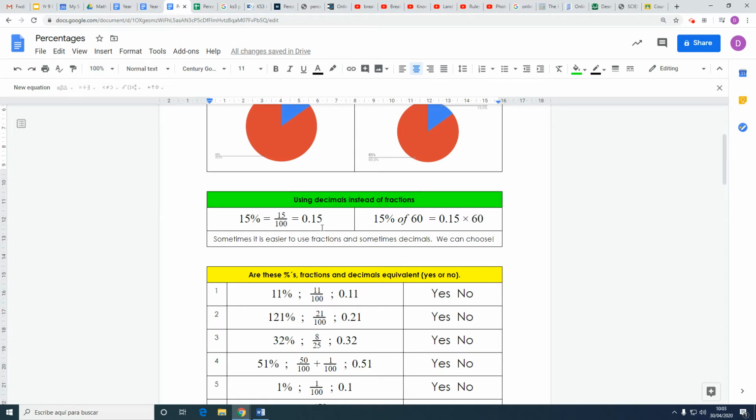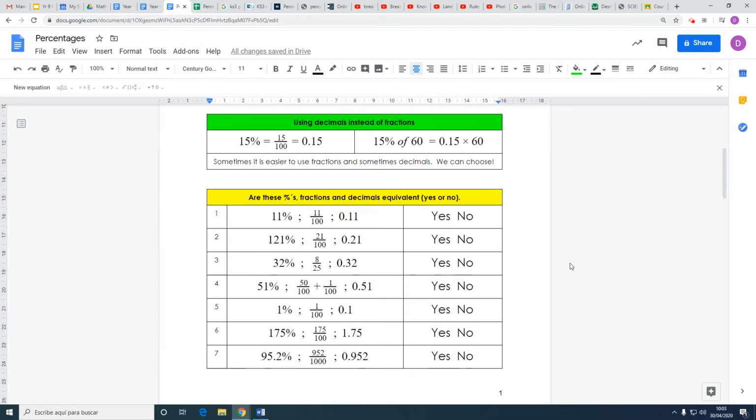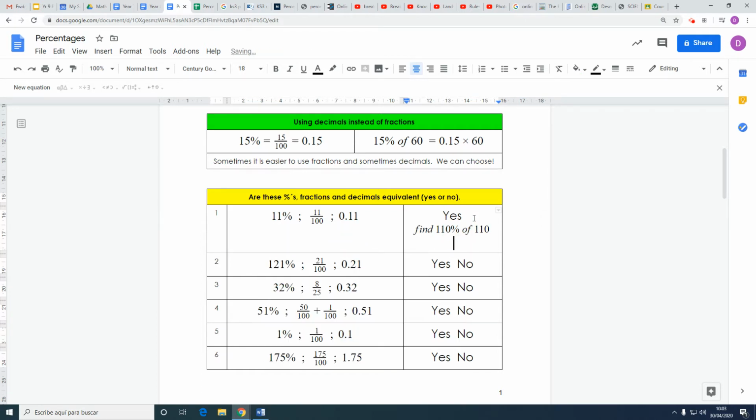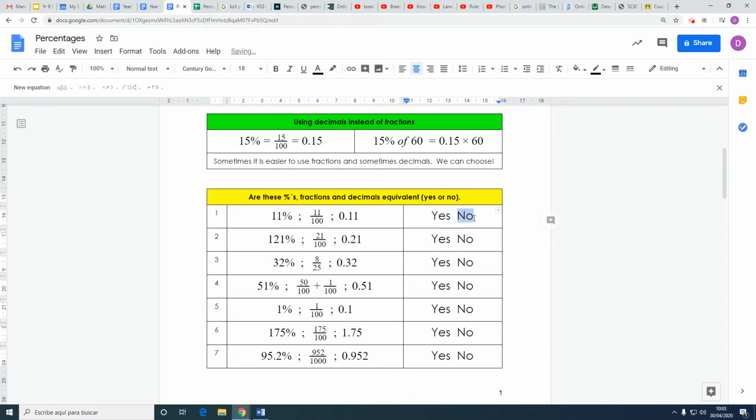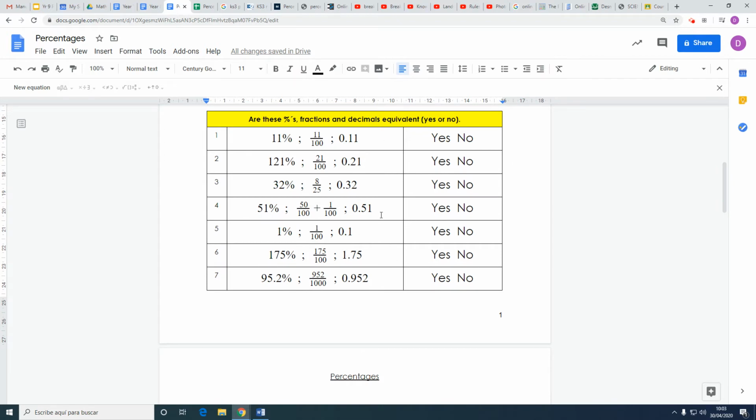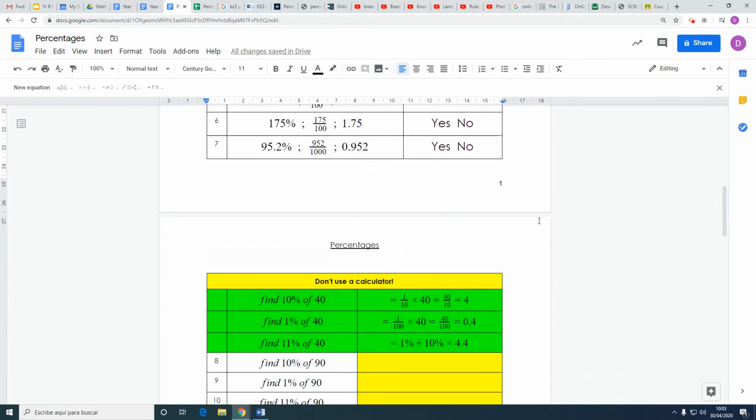Okay, here are my first questions. I just want to know, are these numbers the same? And you have to delete. If you think it's yes, delete the no. And if you think it's no, delete the yes. Some of them I'm trying to cheat you a little bit there, so be careful.